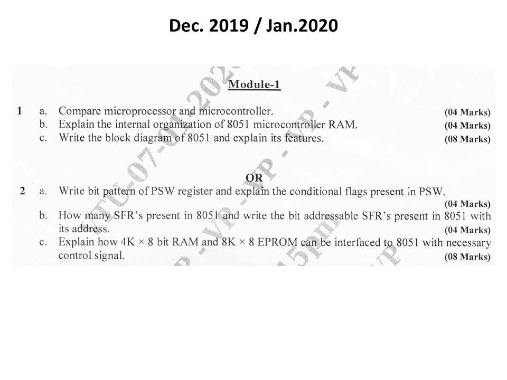The next question is write the bit pattern of PSW, program status word register, and explain the conditional flags present in program status word. The program status word is an 8-bit register which includes CY, that is carry flag, AC, that is auxiliary carry flag, then F0, that is available for user for general purpose, then RS1 and RS0, that is register bank select. For selecting the register banks we use these two fields.